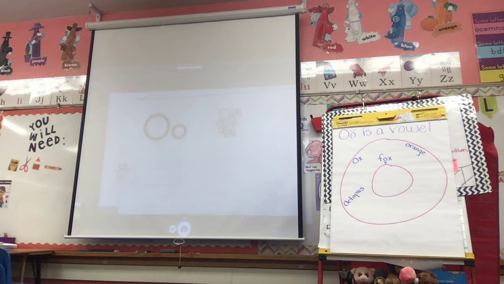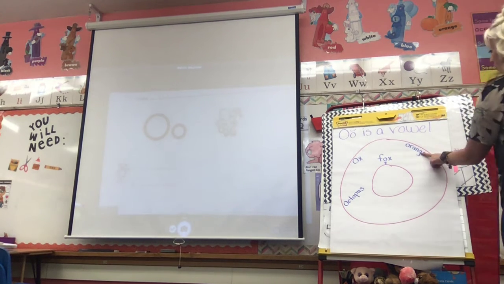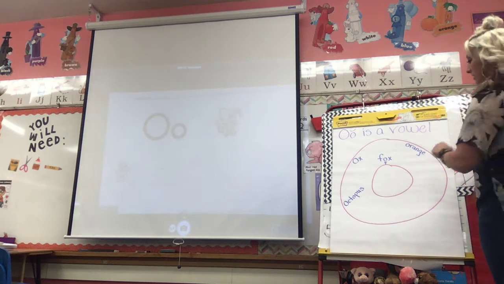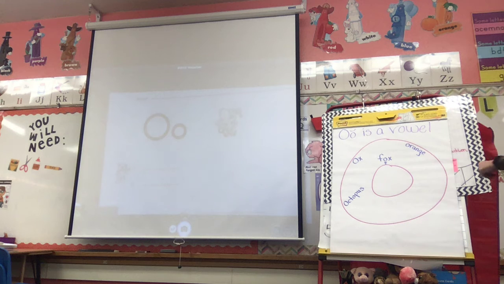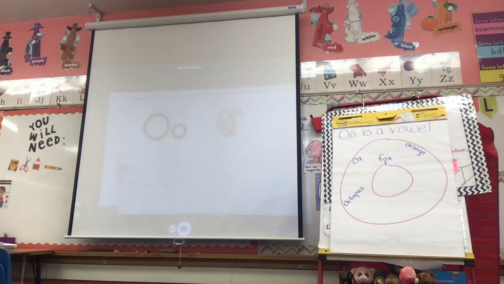This is the short vowel sound for O. Ah. We had orange, ox, octopus. Then I also have a word up here that's kind of silly. It's fox. But notice in the middle we have our O. We have our short vowel sound for O. Listen to the word fox. Ox. Notice that middle sound. This is the short O sound.